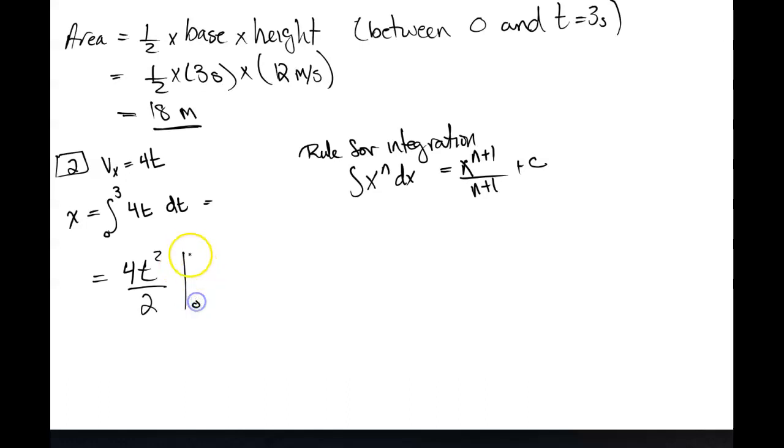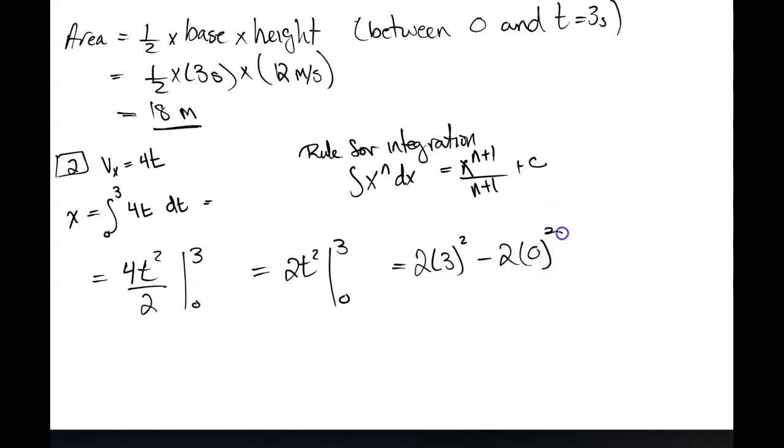And now because I have the limits, I have to integrate using those limits. So notice this is the same as 2t squared evaluated from 0 to 3. And this vertical line says the following: take the top value, plug it in, minus what you get when you plug in the bottom value. You get 3 squared, which is 9, times 2 is 18, minus 0, so it is 18 meters, which is exactly what we got before.